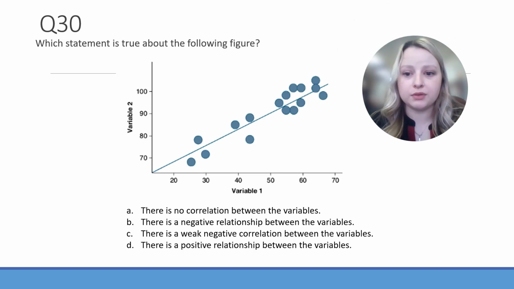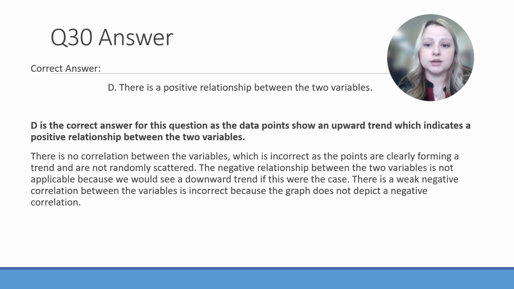Okay, moving on to question 30. Which statement is true about the following figure? So here we have a scatter plot with variable 1 on the x-axis and variable 2 along the y-axis. Looking at the graph, we should be able to see which statement is true. Option A, there's no correlation between the variables. B, there is a negative relationship between the variables. C, there is a weak negative correlation between the variables. Or D, there is a positive relationship between the variables. The correct answer is D. There is a positive relationship between the two variables.